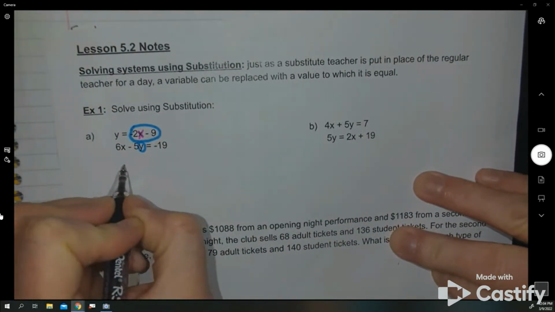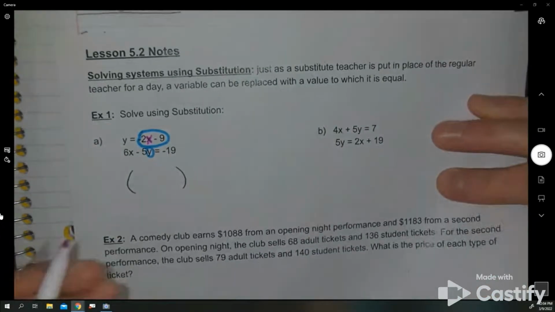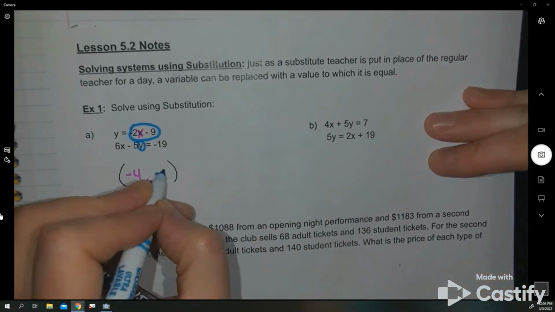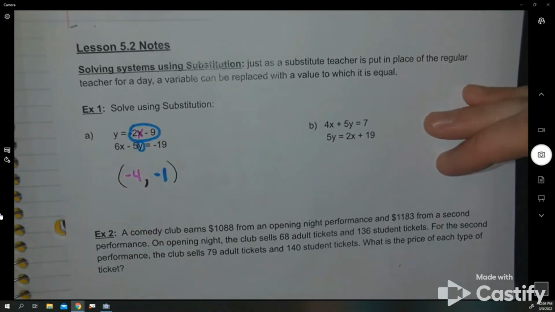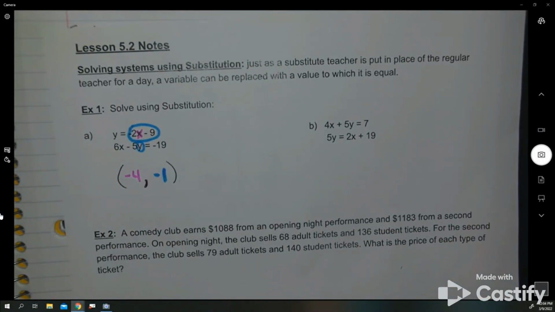So the solution for my system is an ordered pair, and it's going to be that x is negative 4 and y is negative 1. So the point (-4, -1) would be the spot, if I were to graph it, where these two lines would overlap one another.